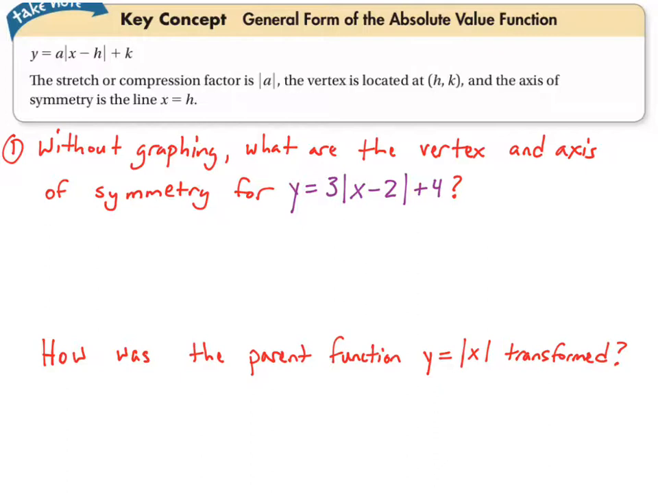So this is called the general form of the absolute value function. In this case, y equals a times the absolute value of x minus h, plus k.